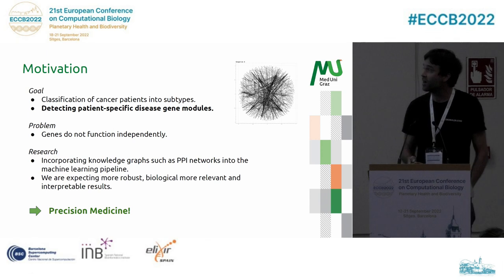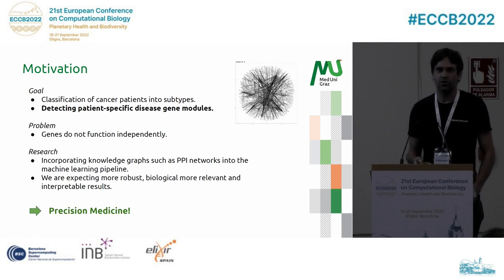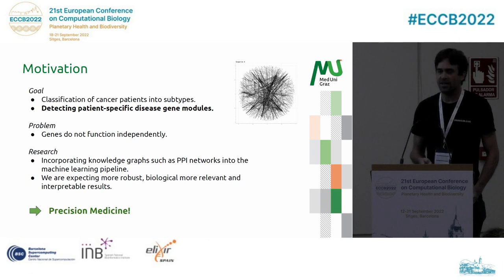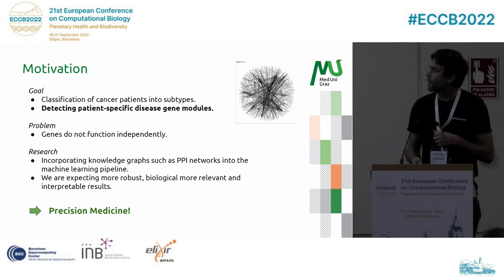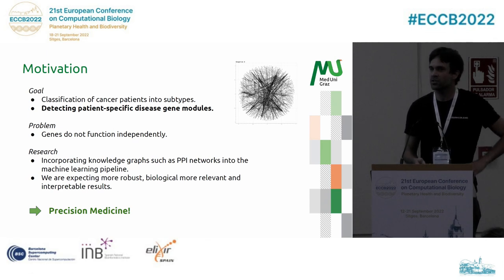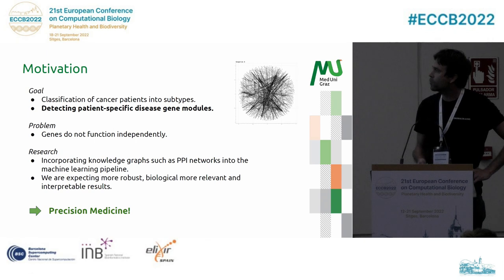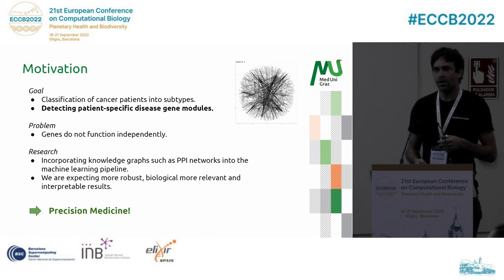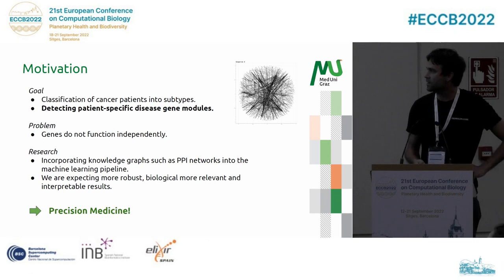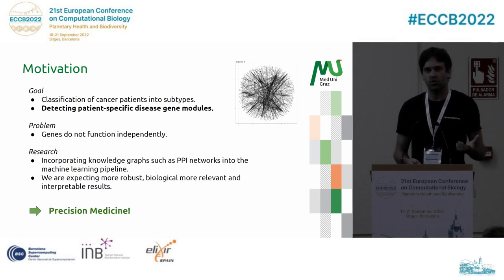One problem when applying traditional machine learning on tabular data, where there are features about gene expression or protein data, is that they usually do not take into account the fact that genes might not function independently, so there are connections between these genes. With this research, we hope that incorporating knowledge graphs such as PPI networks into the machine learning pipeline will give us more robust and, especially, biologically more interpretable results.